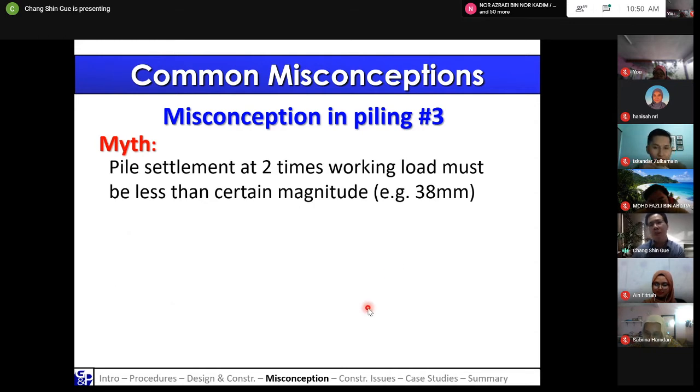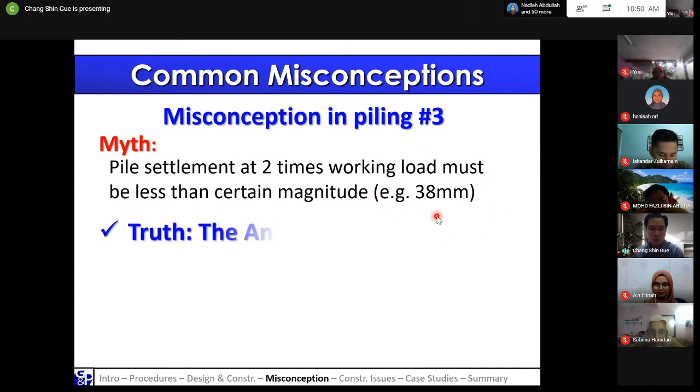Now the third misconception, this is an interesting one. Some people may say that the pile settlement at 2 times working load must be less than a certain magnitude, for example, 38 millimeters. The truth is, the answer is no.